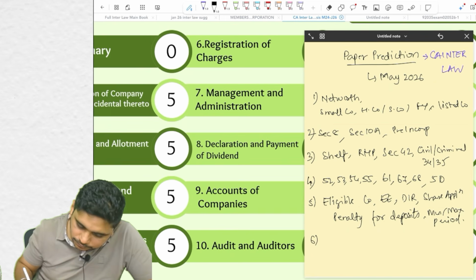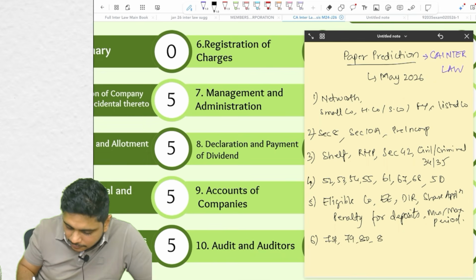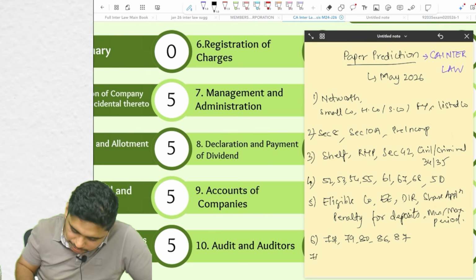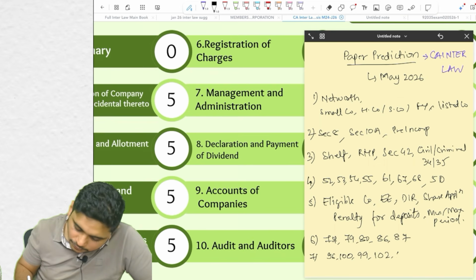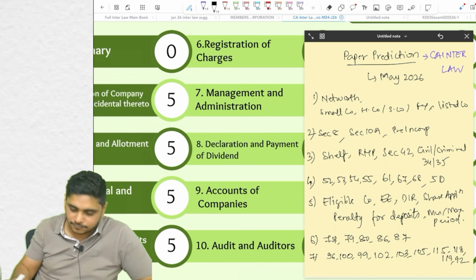Charges chapter, registration 79, 80, 86, 87. Meetings: 96, 100, 99 penalty, 102, 103, 105, 115, 118, 119, Section 92, annual return.